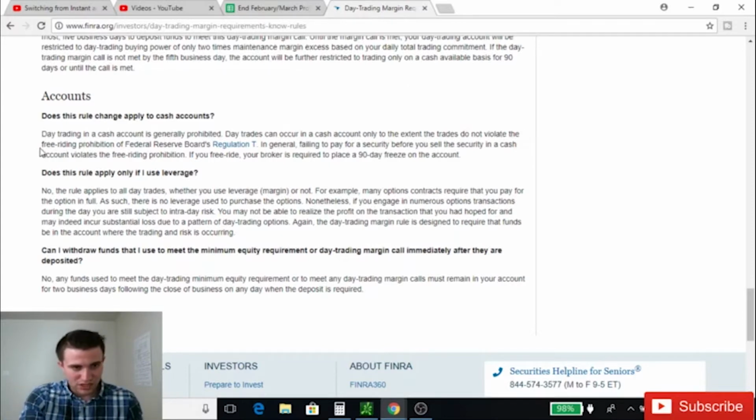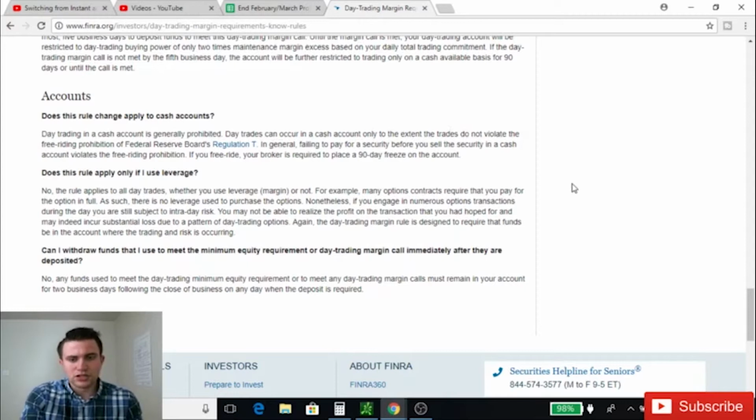Because if you read this right here, it says day trading in a cash account is generally prohibited. Day trades can occur in a cash account only to the extent the trades do not violate the free riding prohibition of the Federal Reserve's board. Pretty much a long ordeal that was created way back when, I think in the 70s maybe, but I don't know that for a fact.